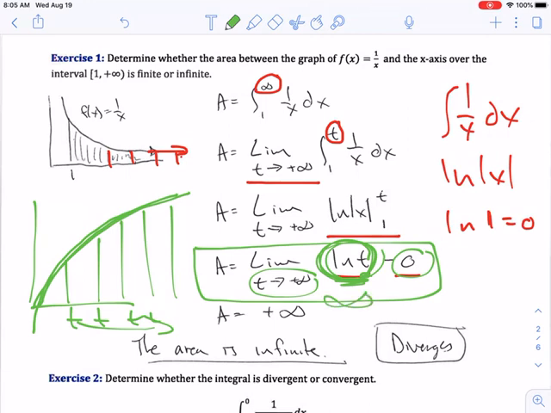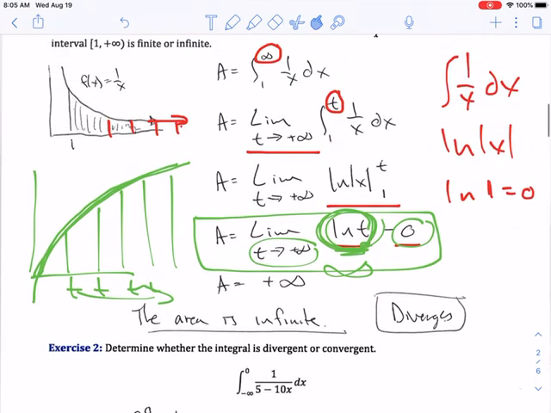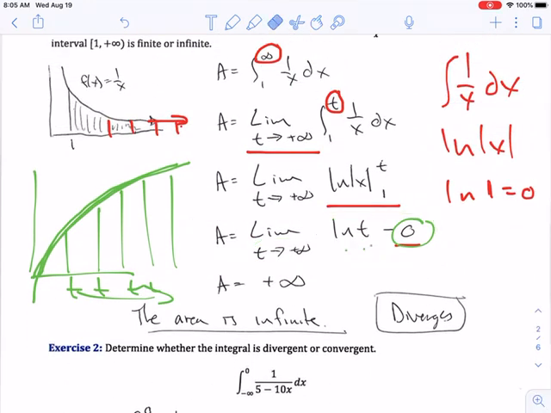So what we have here, get rid of some of this, is this is getting infinitely large minus 0. Well, infinity minus 0 is simply infinity, and it's positive infinity. So that means our answer, our limit, is positive infinity. That means the area is infinitely large.